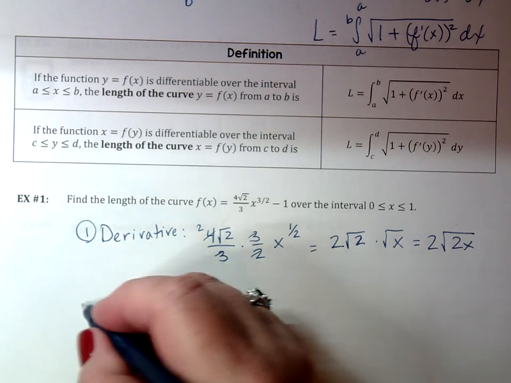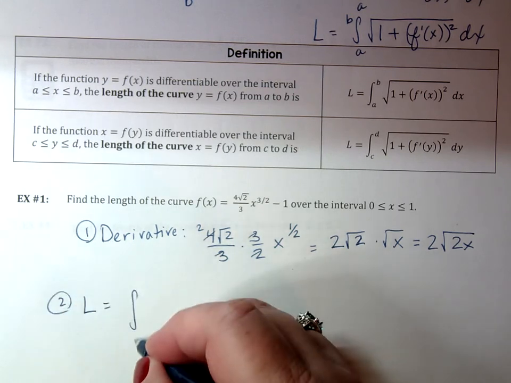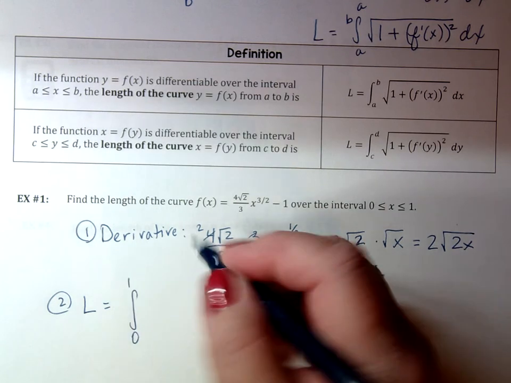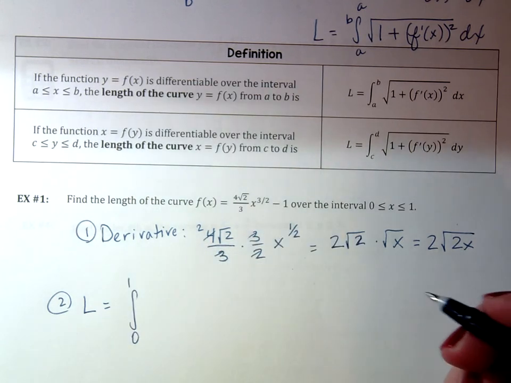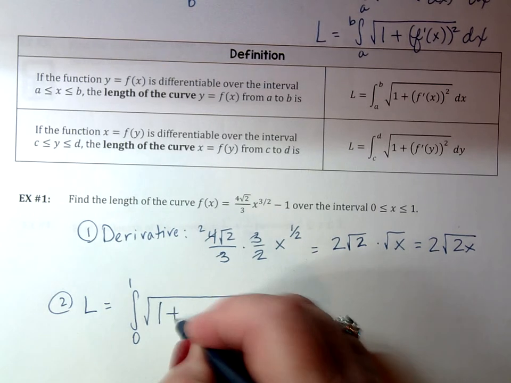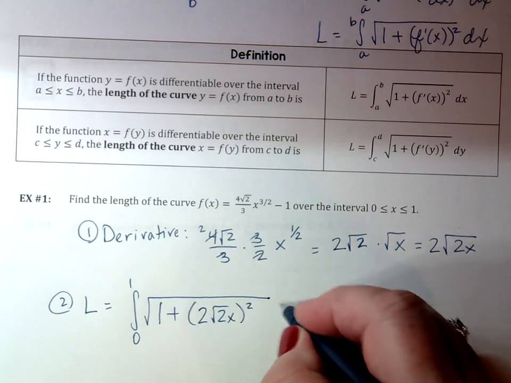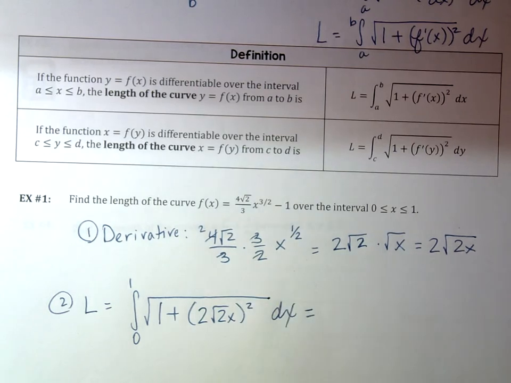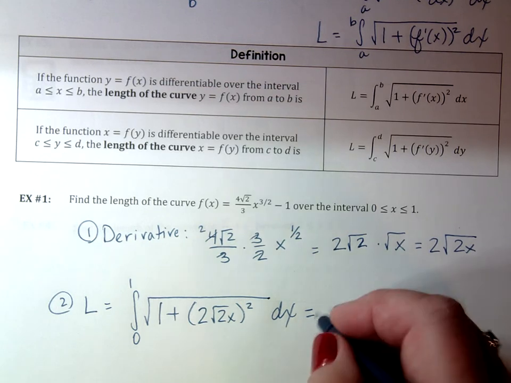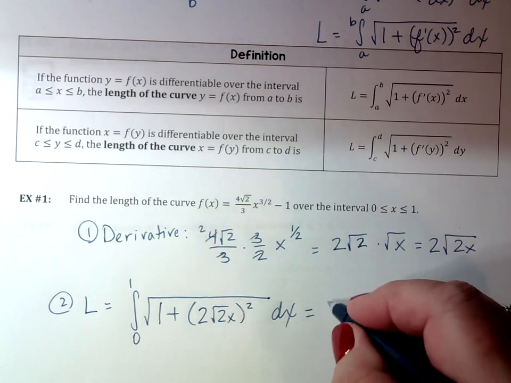Now I'm ready for the length formula. That's step number 2. Put it in the formula. Well, the integral goes from 0 to 1. Sorry, there's the puppy. 0 to 1. And I am going to put it in the formula. Here I go. 1 plus the derivative squared. 2 square roots of 2x quantity squared, with respect to x. All right, sorry about the dog. All right, so I'm going to square this out.